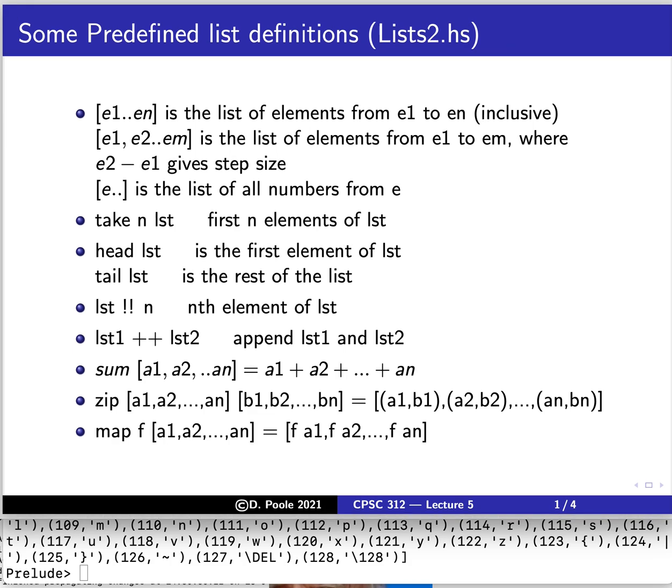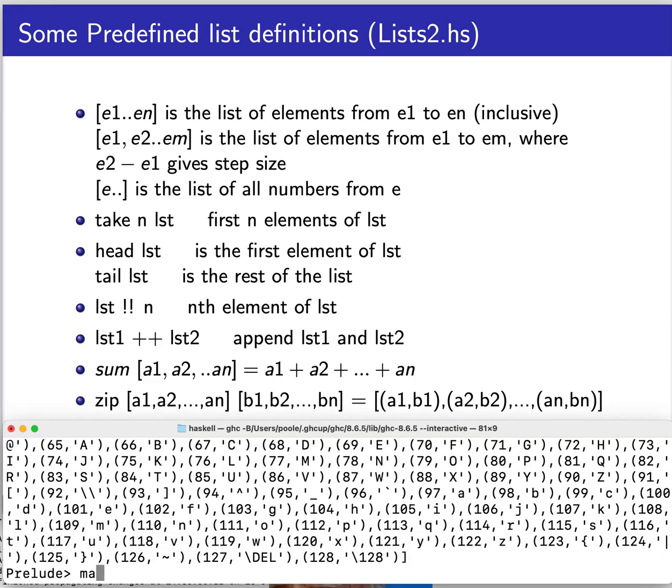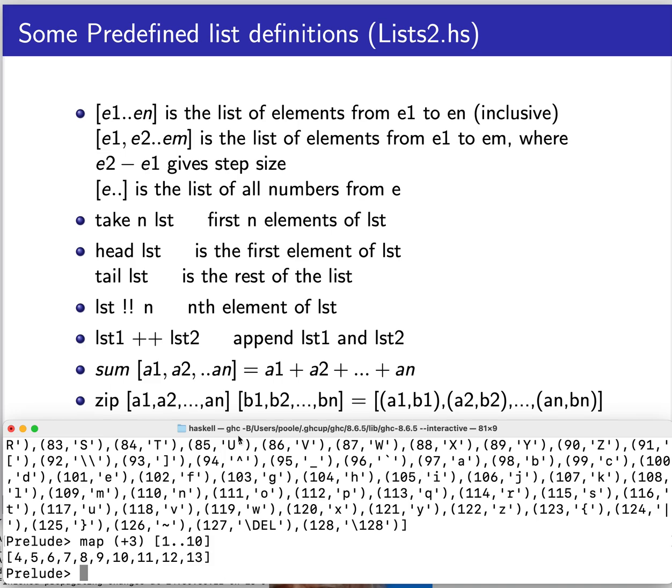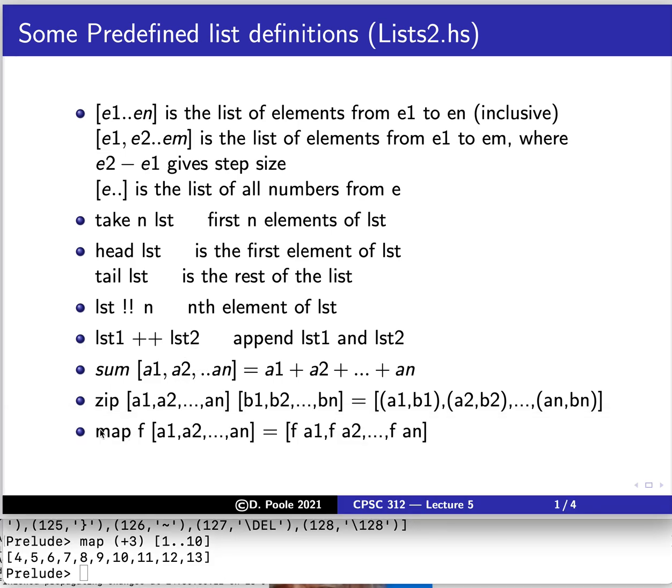Another thing that's useful is map. Map is a function that applies a function to every element. So map of (+3) to the list [1..10] adds 3 to every element. So it turns out map is also a very, very useful function.